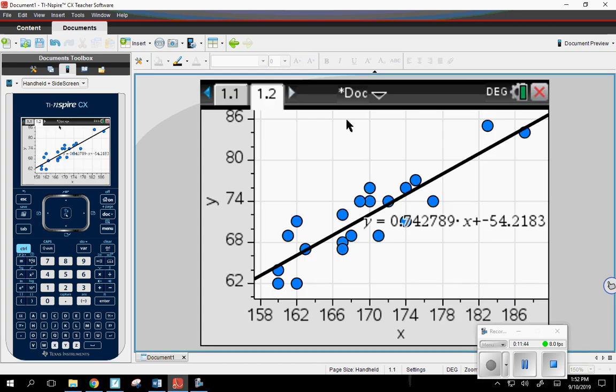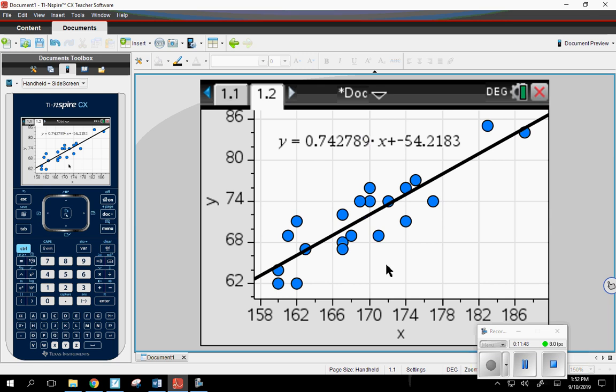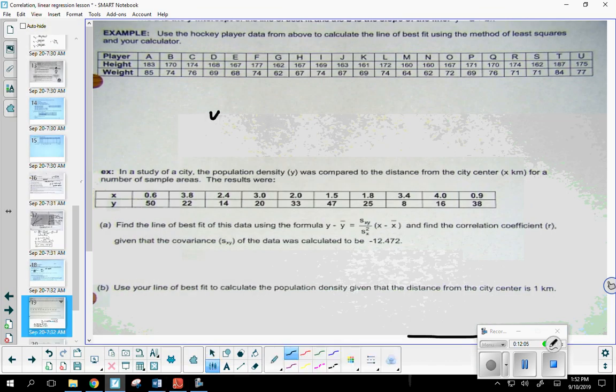As soon as I click it, see, it not only draws the line, but it also gives me an equation for that line that I could use. So let's say 0.74x minus 54.22. Let me get back over here. 0.74x minus, well, I believe it was 54.22. There you go. Now remember when we did this by hand yesterday, I think we came up with a slope of 0.5, right?